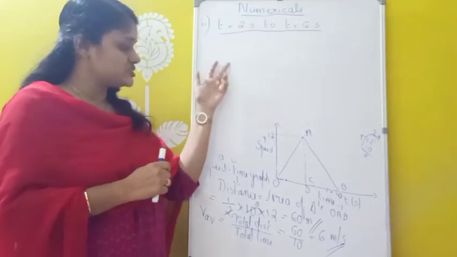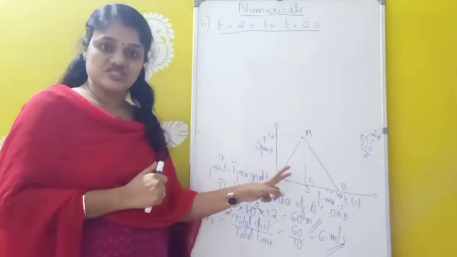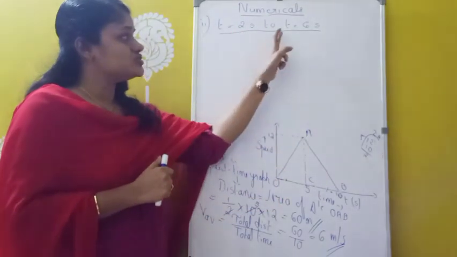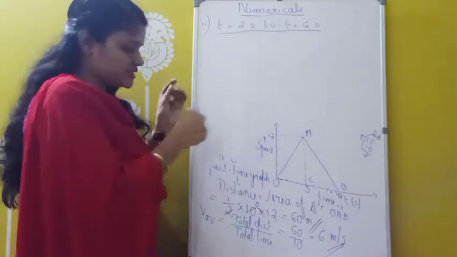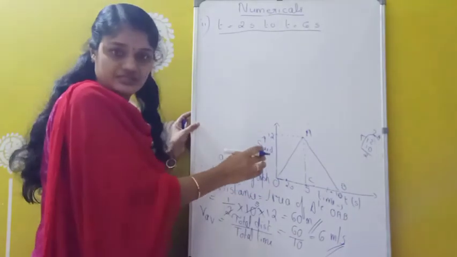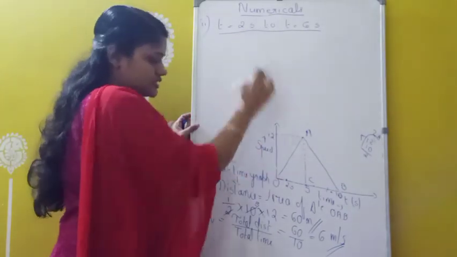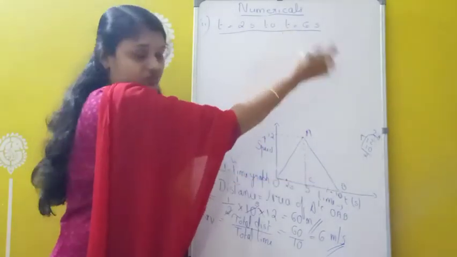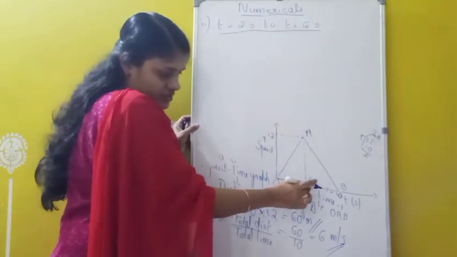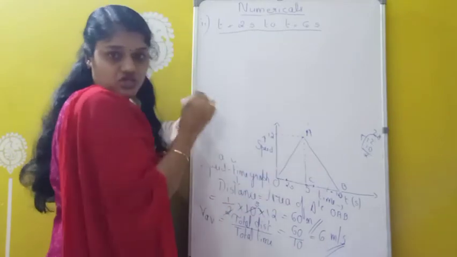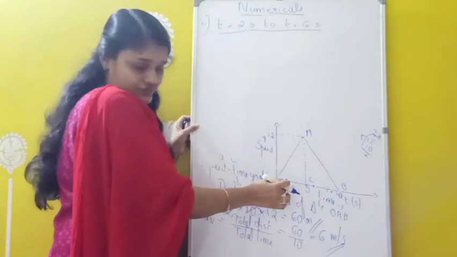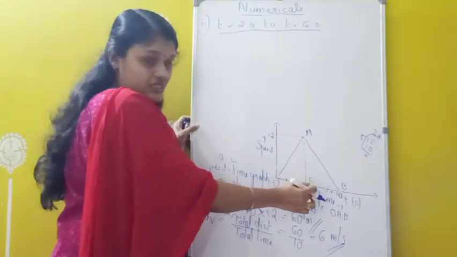Now we have to find the average speed as well as the distance covered in the time interval t equals 2 seconds to t equals 6 seconds. Suppose 2 seconds is somewhere here, and 5 is here, so 6 seconds will come somewhere here. So we have to find the distance travelled by the particle in the interval t equals 2 seconds to t equals 6 seconds.